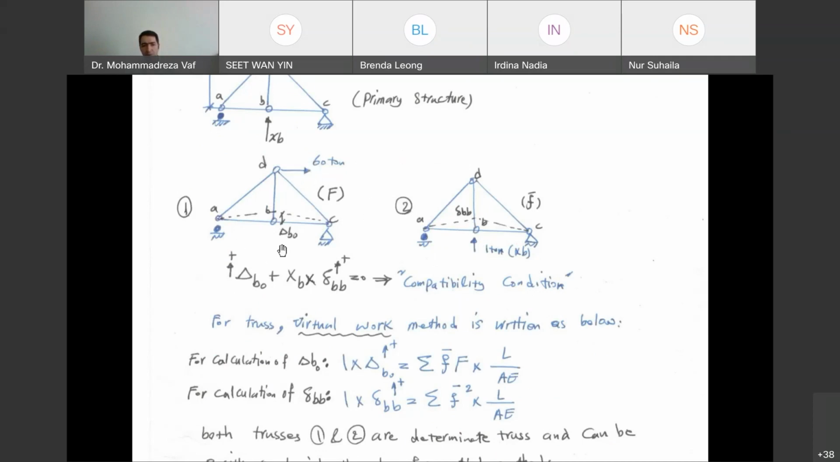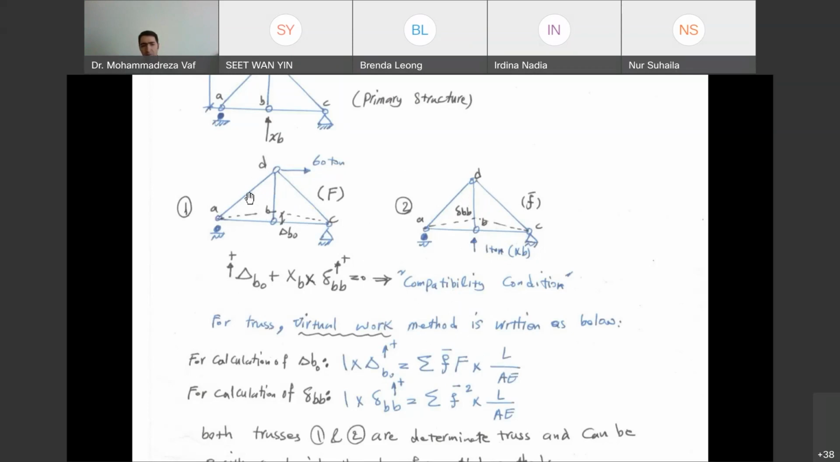So if you remove this one and apply a force here, you have this truss. So from this truss, you can get the force F, and from the second truss, you can get the force F bar, and then you can put it inside our equation and get delta B0. So F is the internal force of the structural elements in the first truss. F bar is the internal force of the structural elements in the second truss. The second truss doesn't have the external force, but it has a unit load applied to the location of interest. And then you need to multiply that by the length of the element divided by the cross-section area multiplied by the modulus of elasticity.